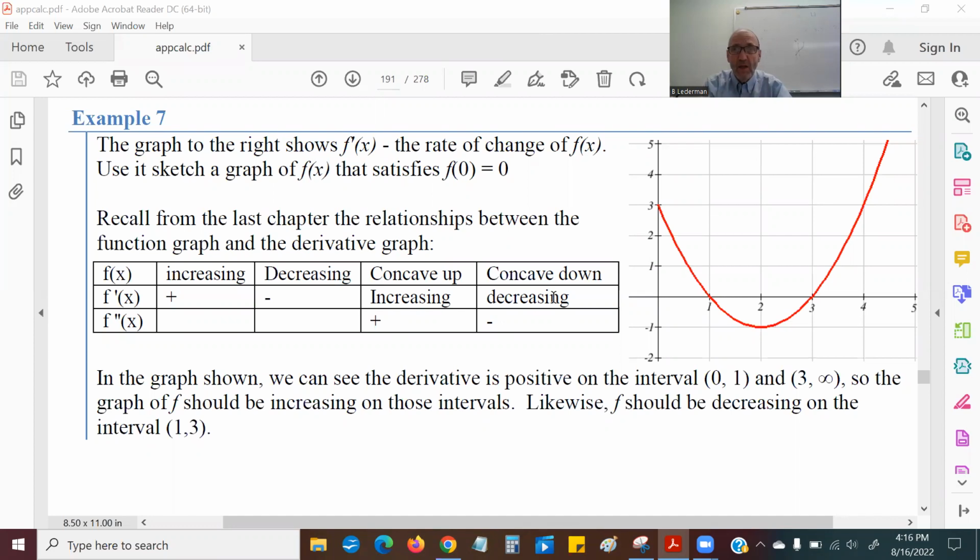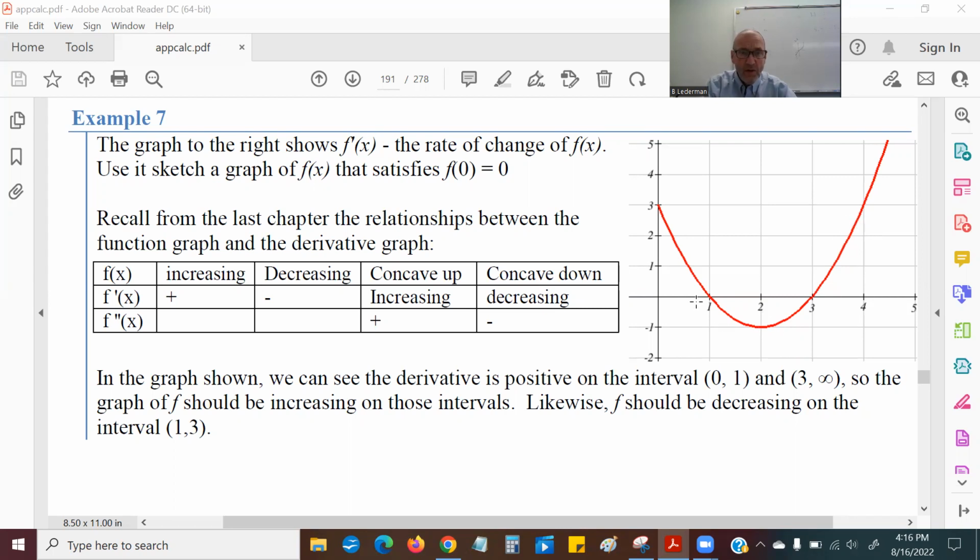So this graph here is the f prime graph. It's not the f graph, it's the f prime graph. So here f prime is positive, which means regular f is going to be increasing over here. Here f prime is negative, which means regular f is going to be decreasing. And over here, regular f will be increasing again.